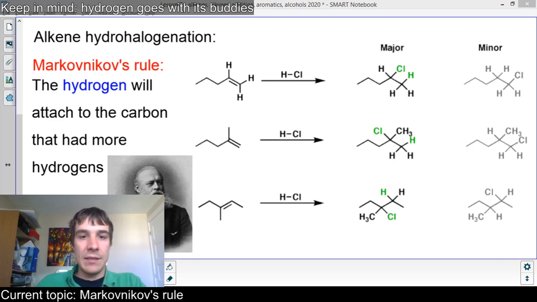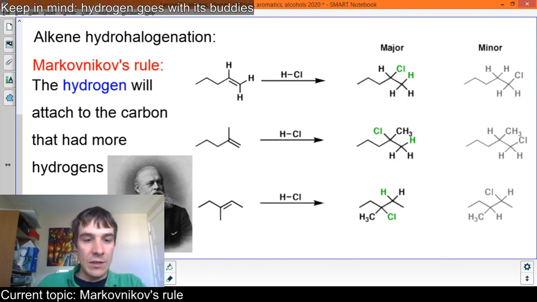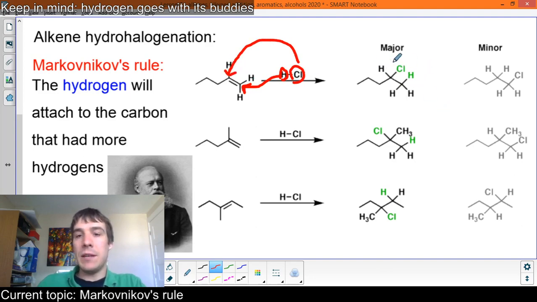Let's look at this reaction in that context. We have this alkene. This carbon has one hydrogen. This carbon has two. The hydrogen is going to go where there's more hydrogens. So the hydrogen part of things is going to join there and leaves the chlorine to join there. So you get a major product and a minor product. The major product has the chlorine here. The minor product has the chlorine on the end.